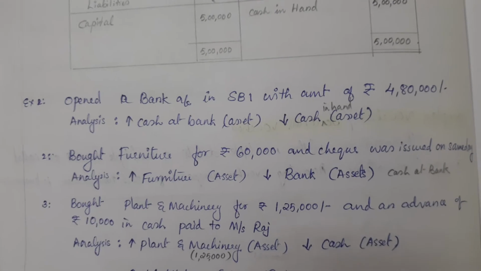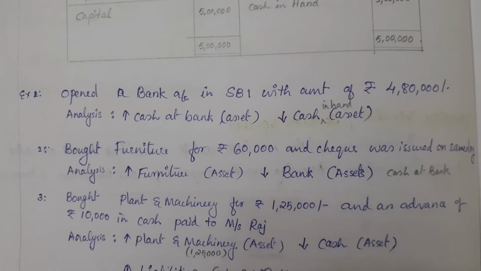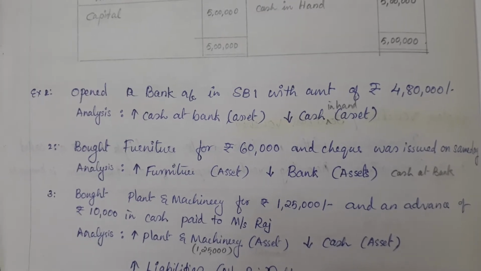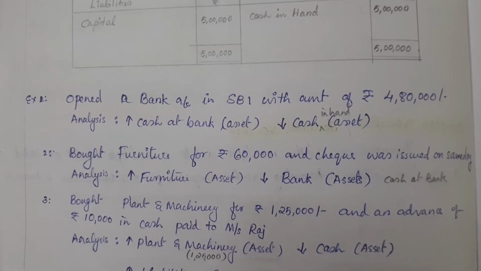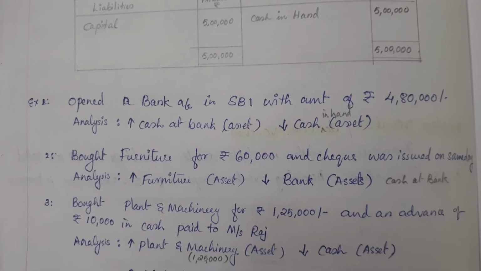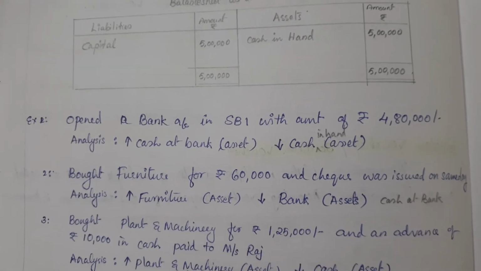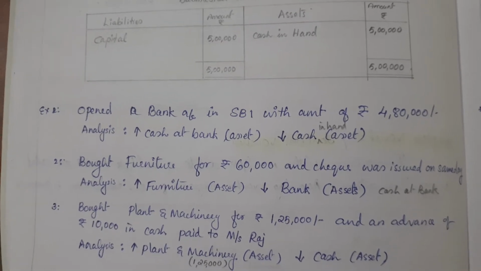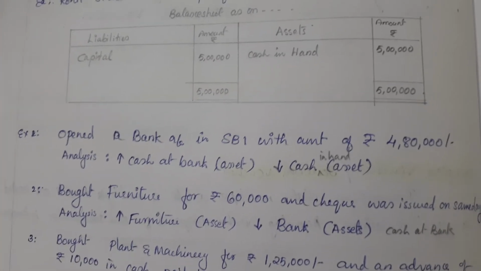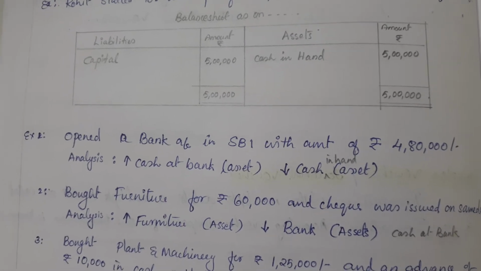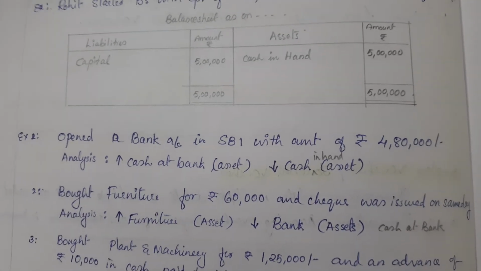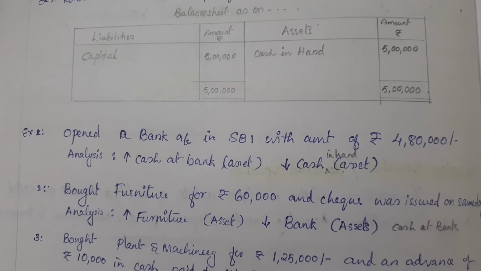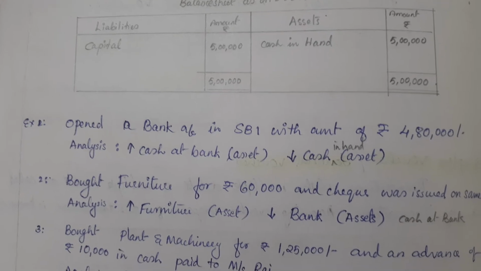Here are some more examples. Opened a bank account in State Bank of India with an amount of rupees 4,80,000. How will we record this? How much did you have? 5 lakhs. From the 5 lakh, you will deposit 4,80,000 in the bank. So here cash at bank will increase, that is an asset, and cash in hand will decrease. Again, there is a decrease of an asset.